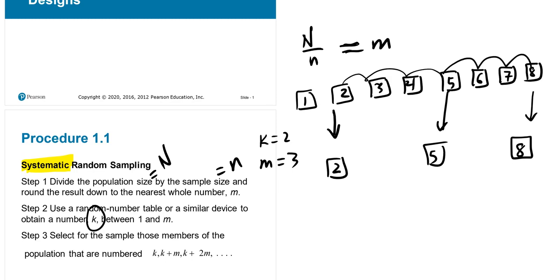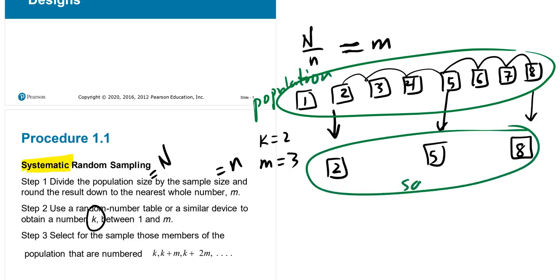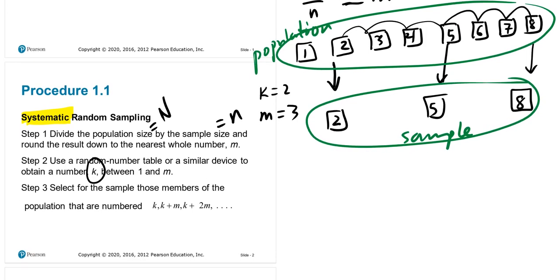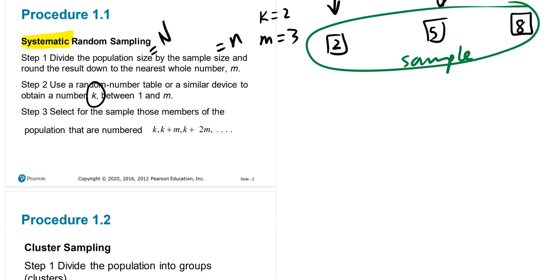So this part here, this is our population. And what I obtained here, that's the sample. So I obtained this sample by using the systematic way. That's another way. So besides simple random sampling, we have the systematic random sampling. Another one is called the cluster sampling.